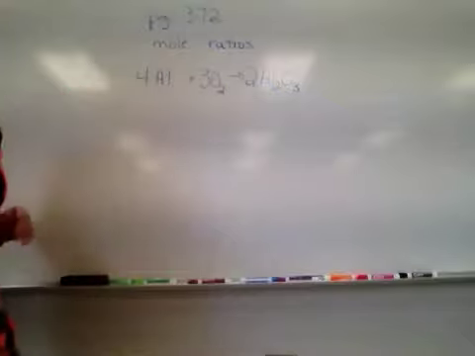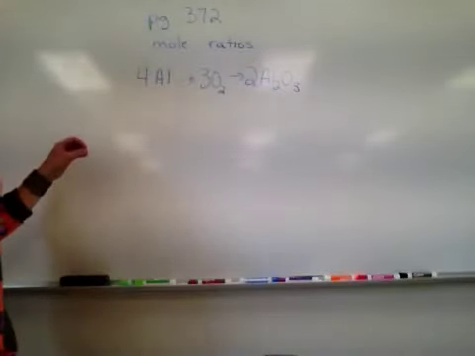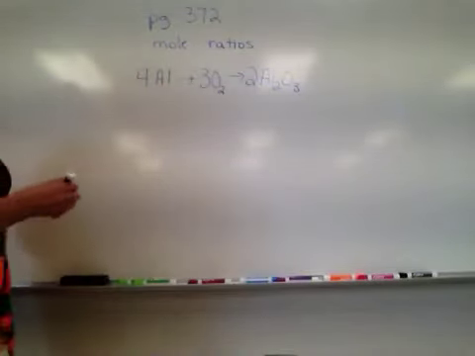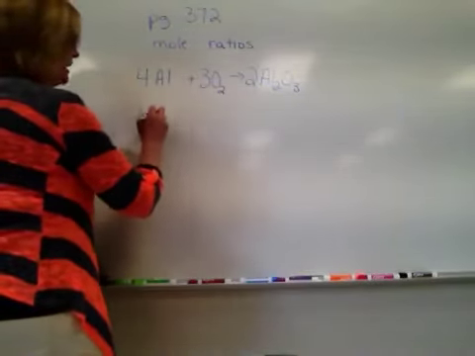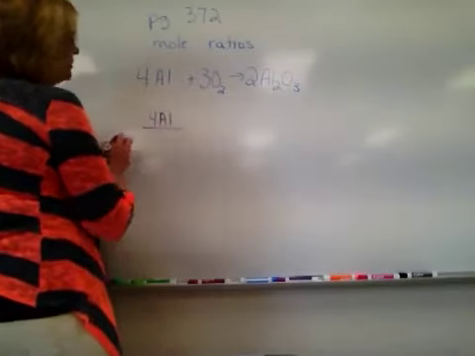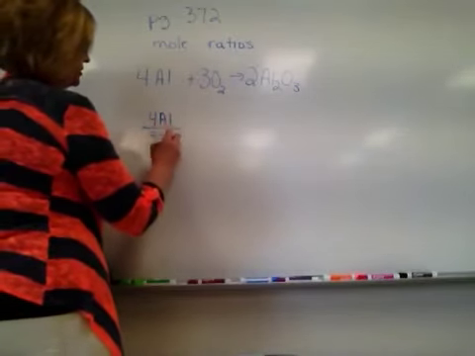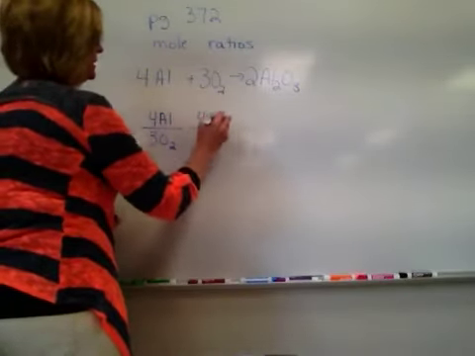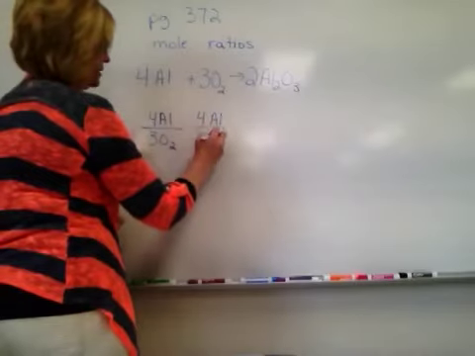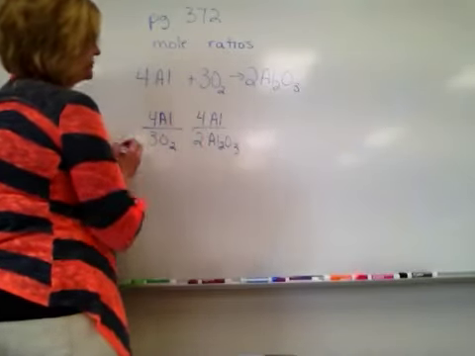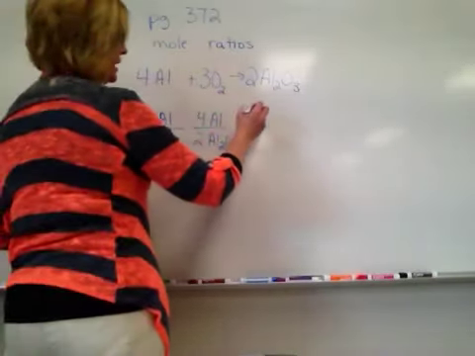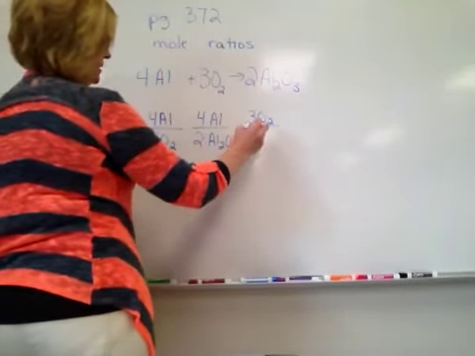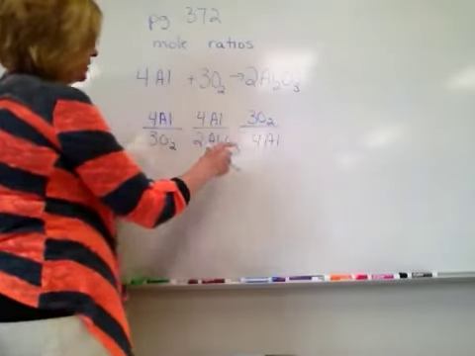A mole ratio is going to take your balanced equation and show things that are a ratio. So for example, I could have 4 aluminum would be the same as 3 oxygen. I could have 4 aluminum is the same as 2 Al2O3. I could take my 3 oxygen and it would be the same as 4 Al.